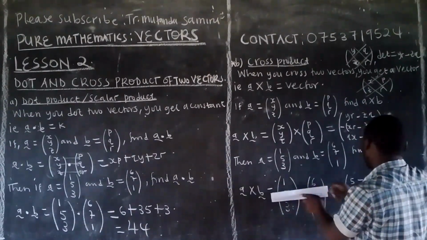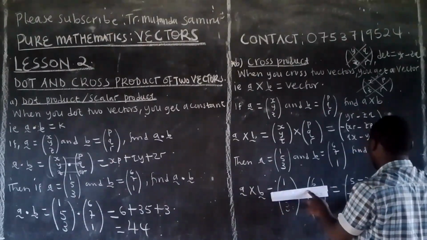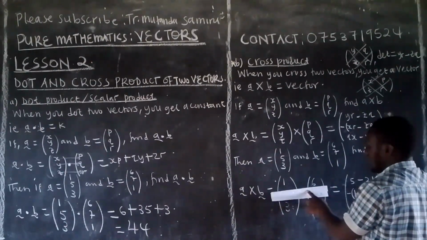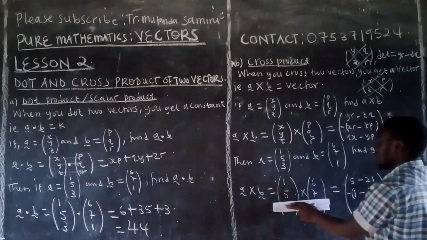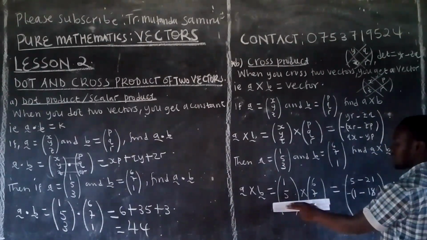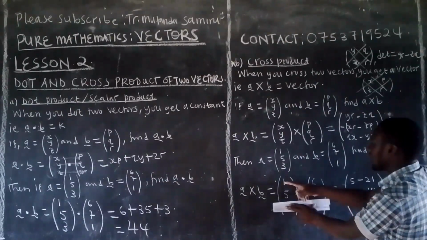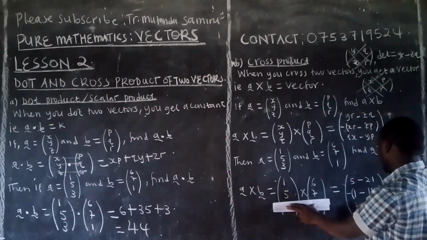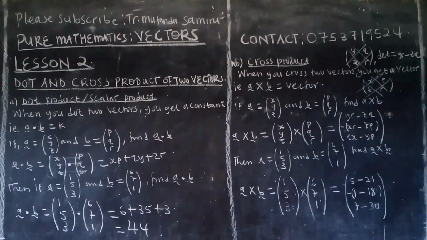So 1 times 1 will be 1 minus 3 times 6 will be 18. They are like that. Then finally, I'm moving down, cover up this. So what are we going to have? After covering this, the major diagonal is 1 times 7. That will be 7 minus 5 times 6. That is 30. As simple as that.